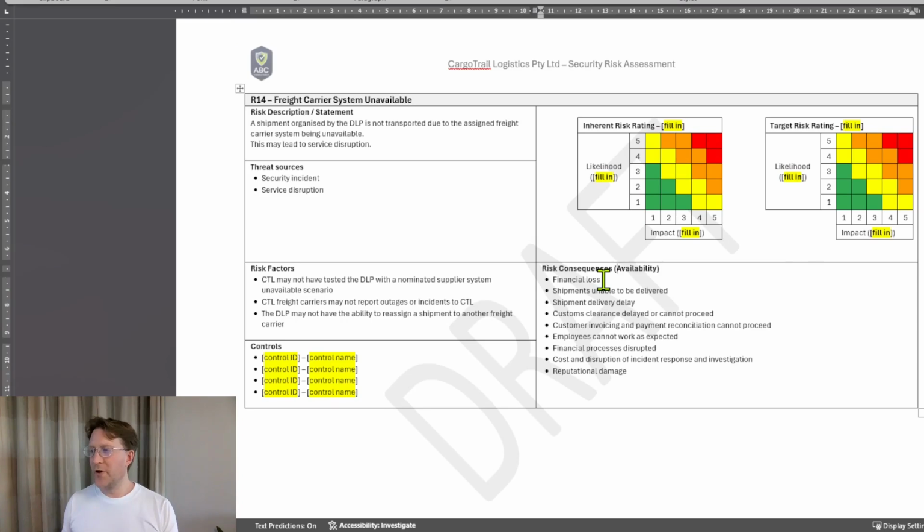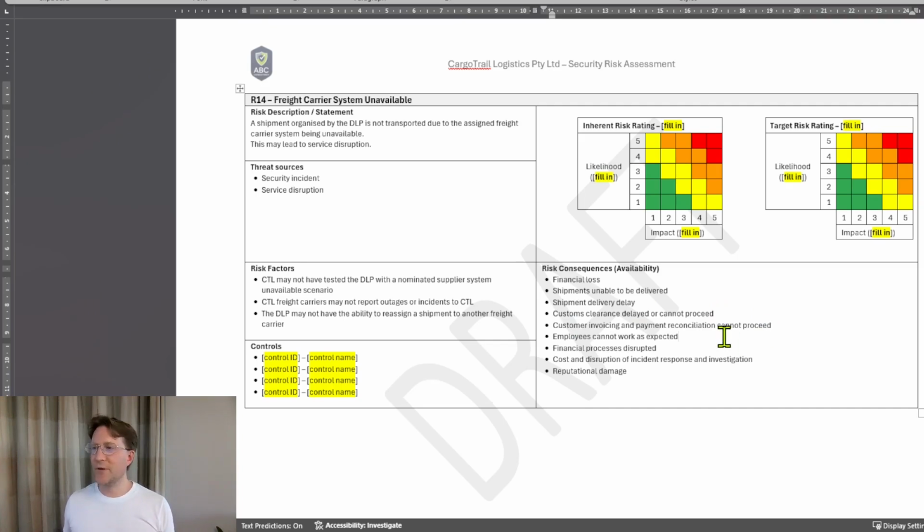Risk consequences, we already know this is just around availability because it is service disruption. Because we may have shipments unable to be delivered or they might be delayed, we could be looking at financial loss as well. We could have penalties with customers if we deliver late or if we don't deliver at all. We may not be able to do customs clearance as expected if we do not have the shipment show up at a certain time. If we have a problem with the delivery, then we may not be able to invoice our customers and get paid for the shipment.